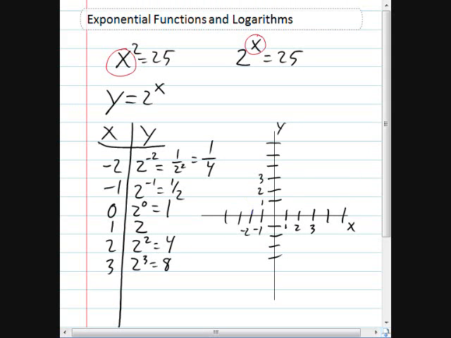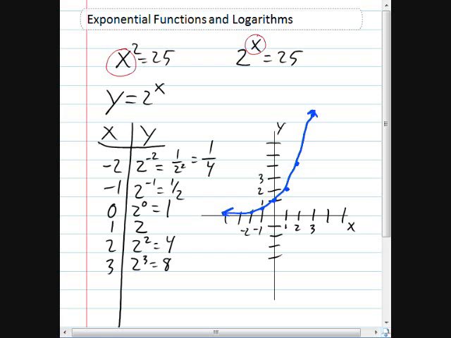When x equals -2, y is 1/4. When x equals -1, y is 1/2. At x equals 0, y is 1. At x equals 1, y is 2. At x equals 2, y is 4. And at x equals 3, y is 8. And then if we try to connect these dots in a nice smooth curve, we get a sense of what this graph is doing.